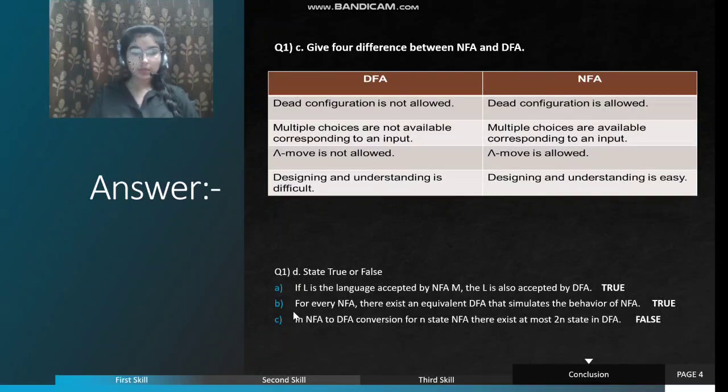Now statement B says: for every non-deterministic finite automata, there exists an equivalent deterministic finite automata that simulates the behavior of the non-deterministic finite automata. This statement is also true. Now, in NFA to DFA conversion, for an n-state NFA, there exist at most 2n states in DFA. This statement is false, because it is not 2n, it is 2^n states in DFA.